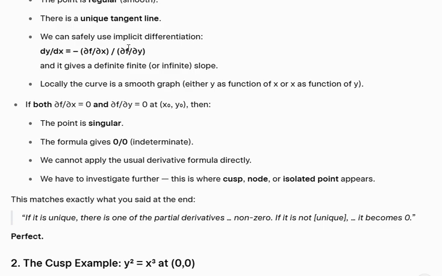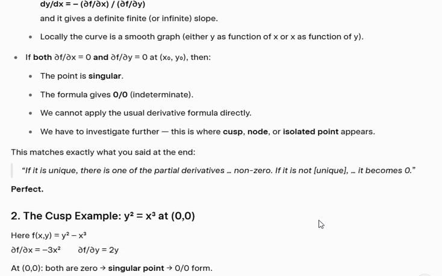One is that the point satisfies the equation and you get the 0 by 0 form, and the partial derivative with respect to x and the partial derivative with respect to y are both equal to 0. This is why, if it is unique, the only possibility is that one of the partial derivatives is non-zero. Since it is not unique, it gives the 0 by 0 form.